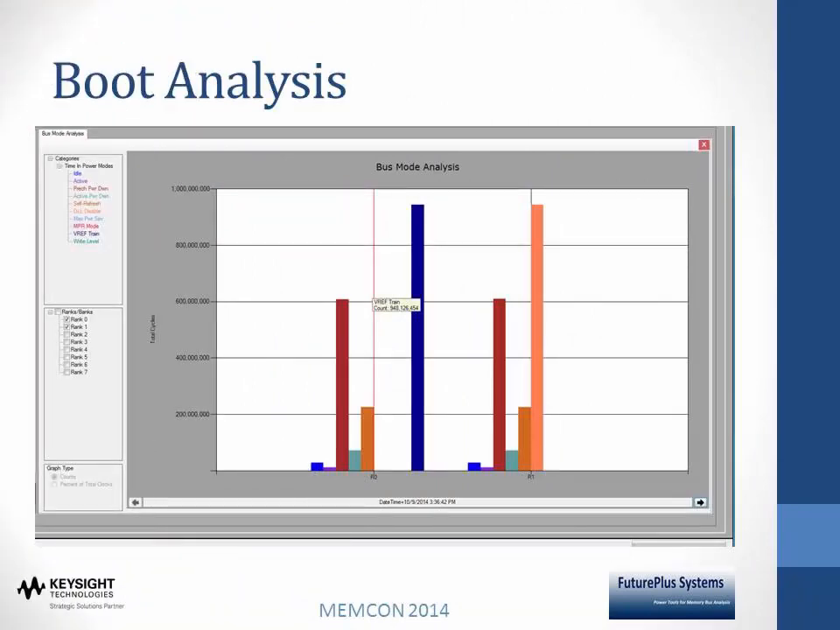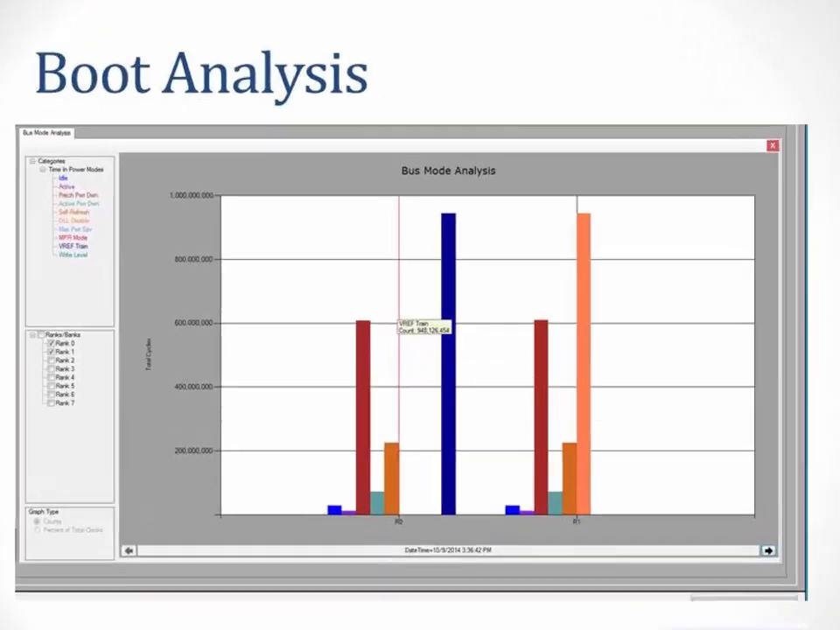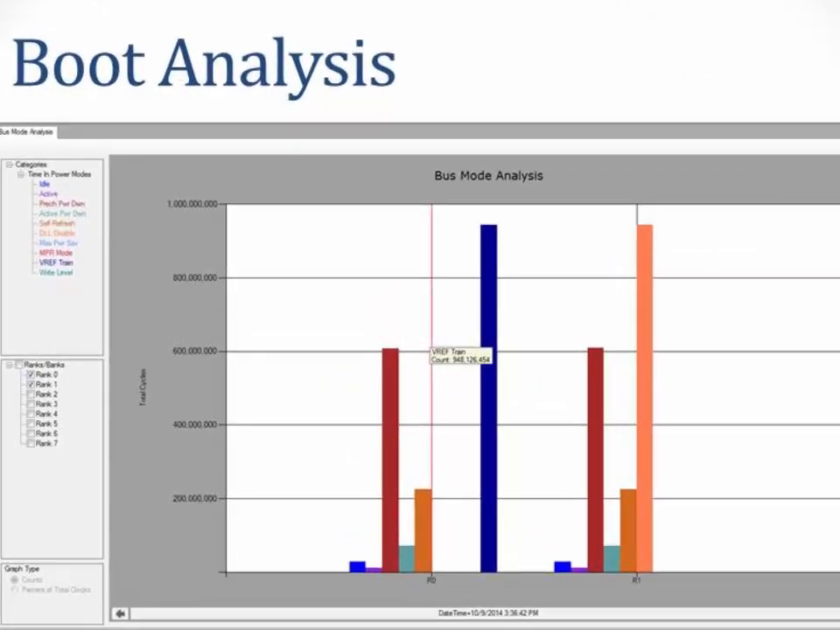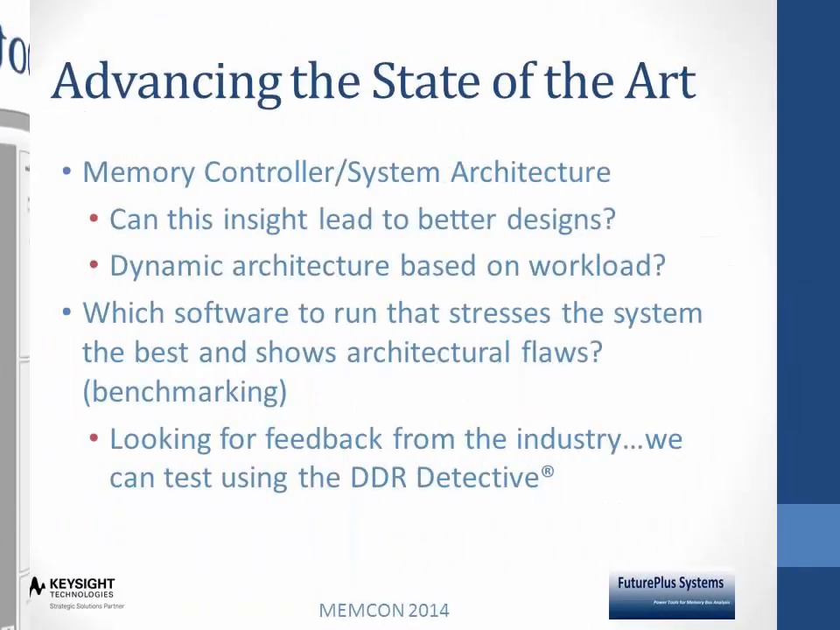Lastly, we have bus mode analysis. This can show us second by second where the system spends its time while booting. For example, how long it spends training the memory and in write leveling. Rebooting systems in a data center is a time-consuming task. By understanding where the system spends its time, we can learn where we need to make improvements. You can also answer the question of why one system boots faster than another, and perhaps figure out why a system didn't boot.